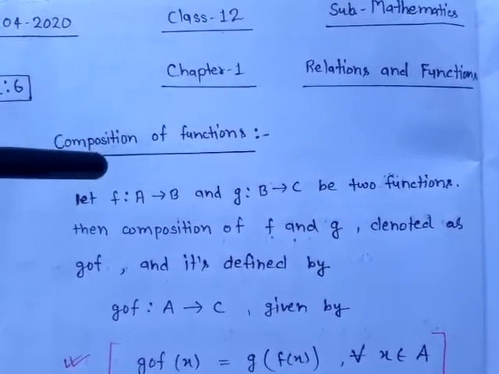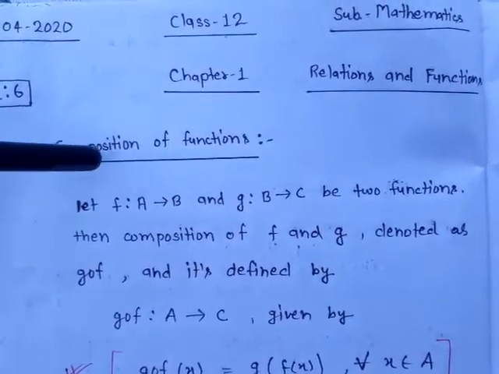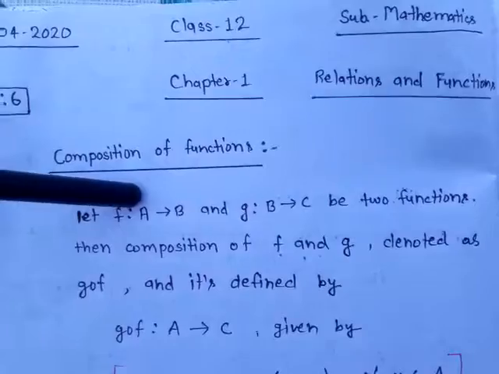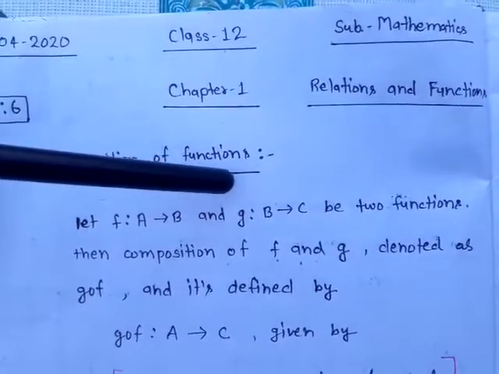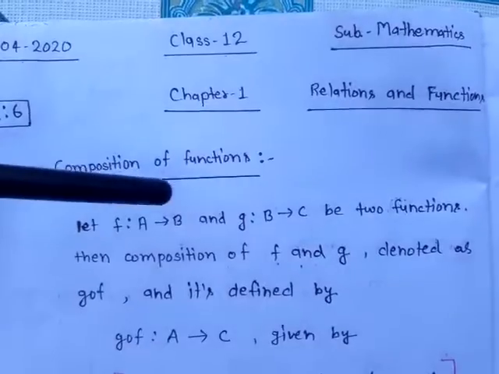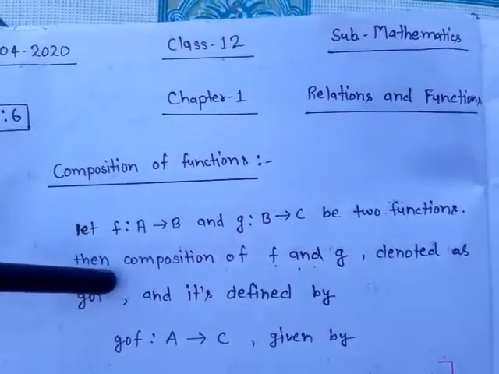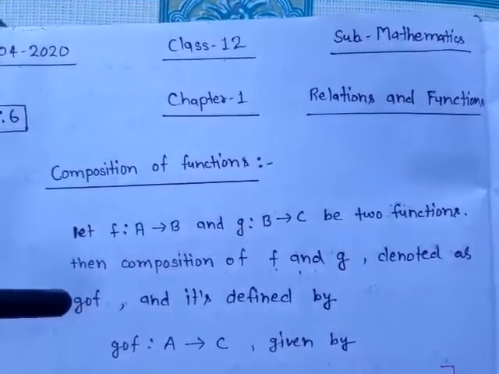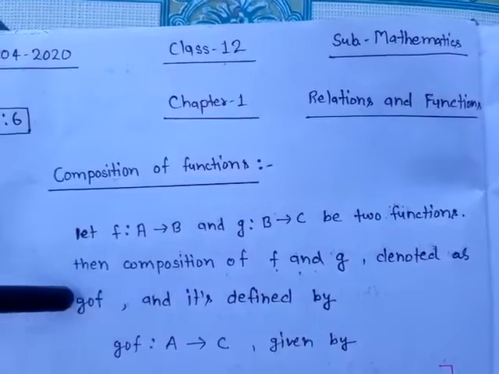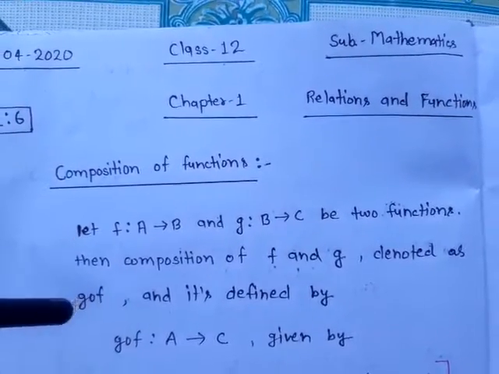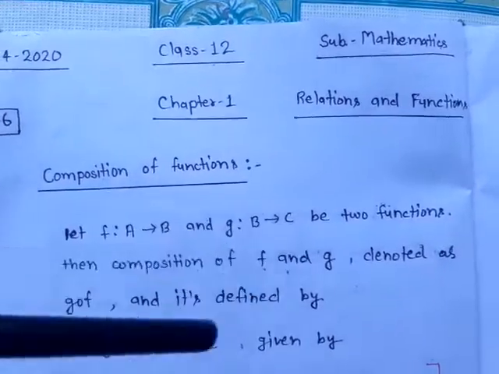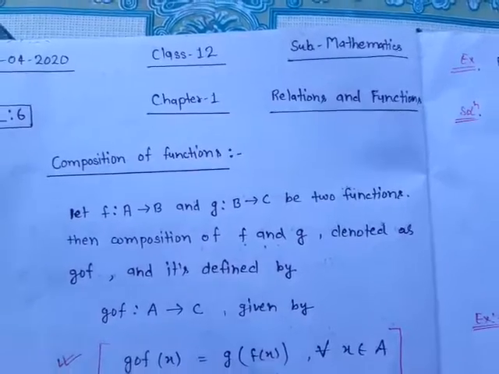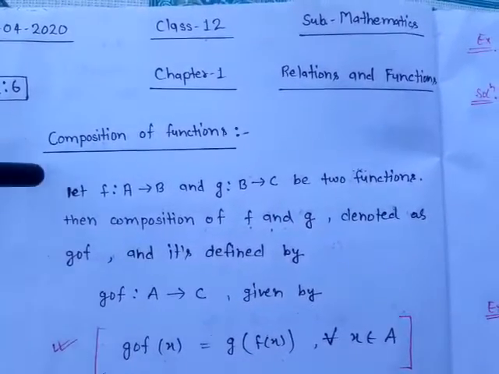That is, in composition of function, first we take two functions: f from A to B, and the second one g from B to C. These two functions taken together give the composition written as g∘f. If g is written first and f later, then the composition is written as f∘g. Here we write g∘f, defined from A to C, which is (g∘f)(x) = g(f(x)) for all x belongs to A. This is the format of composition of functions.